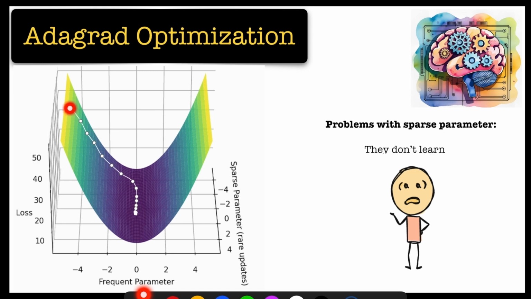Let's say this is the minimum point and you are starting from here. This is the direction where we are having updates, the frequent parameter, so in this direction we'll move. Then after reaching here, in this direction we will not have much update. So we might not reach the minimum point. The problem with sparse parameters is that they don't learn.